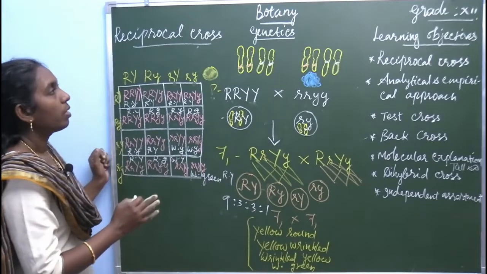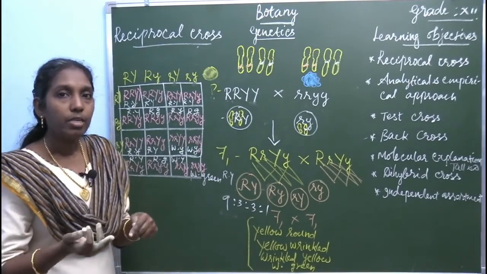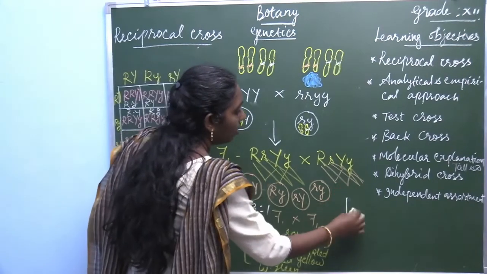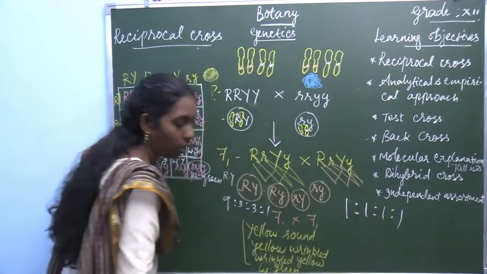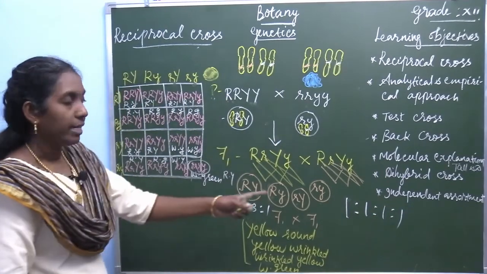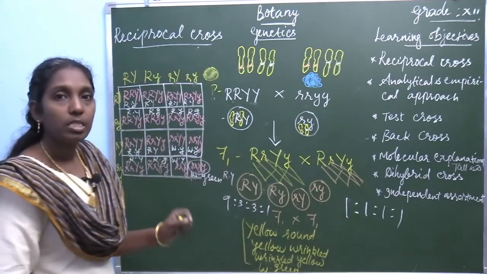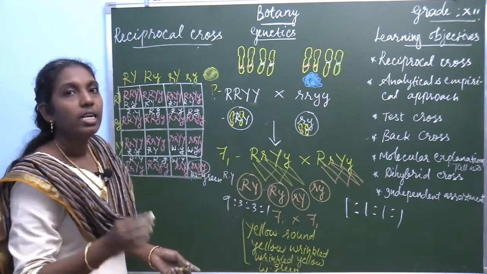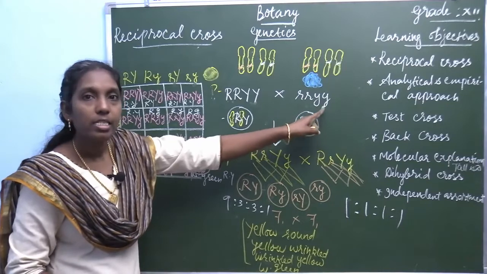Now, what is meant by dihybrid test cross? In dihybrid test cross, it gives the ratio 1:1:1:1. So, what is dihybrid test cross? The hybrid is crossed with the recessive parent. This is the hybrid. The F1 hybrid is crossed with the recessive parent.